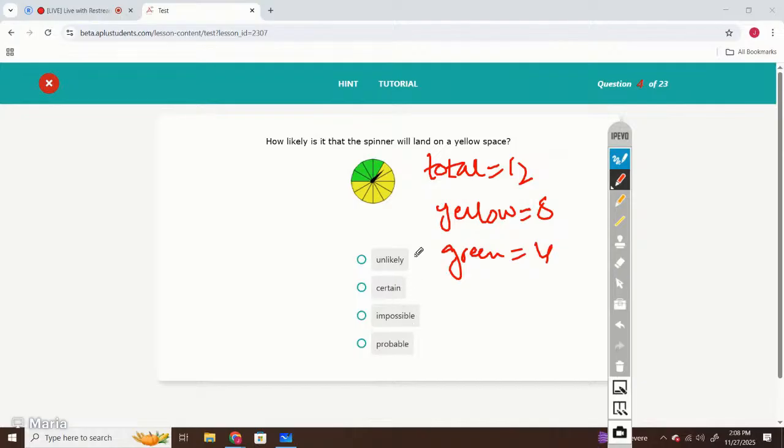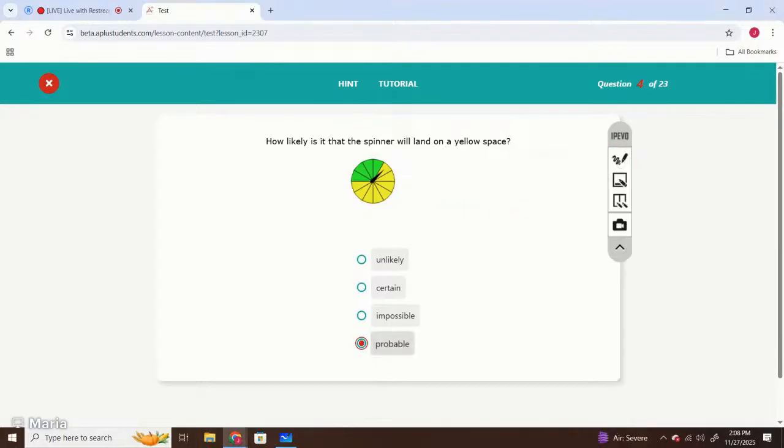Probable. Very good. Because most of the portion is yellow, so it is probable you will select yellow. So the correct option is probable. Option number four is the correct option.